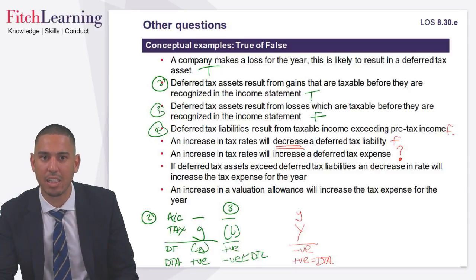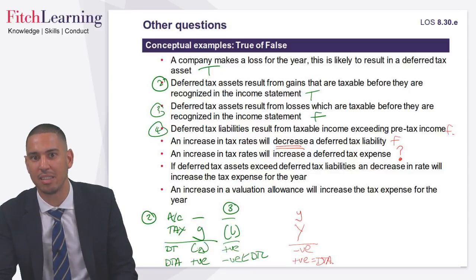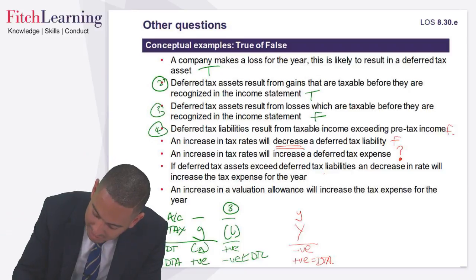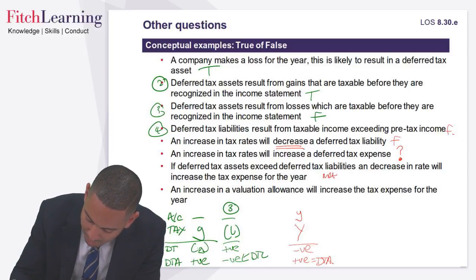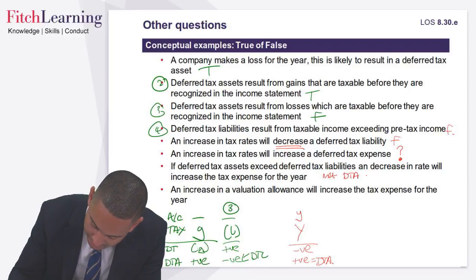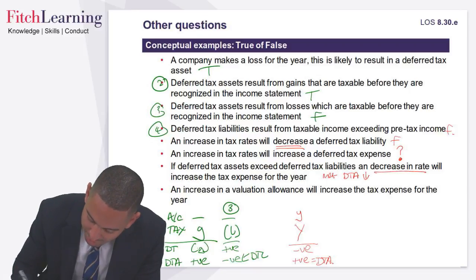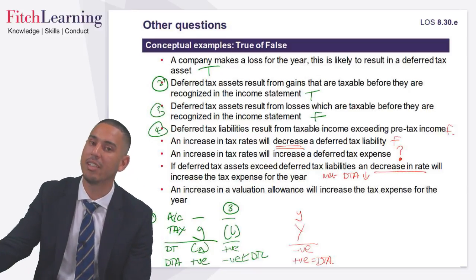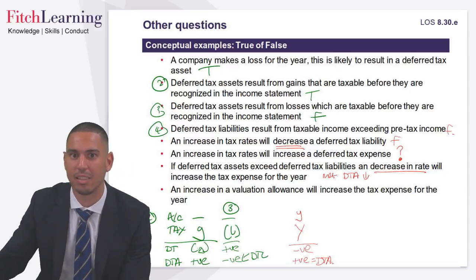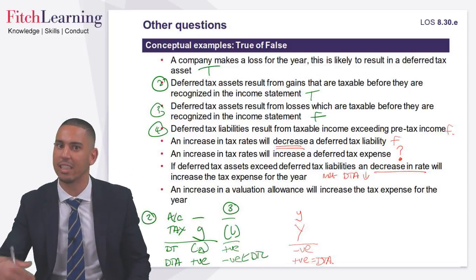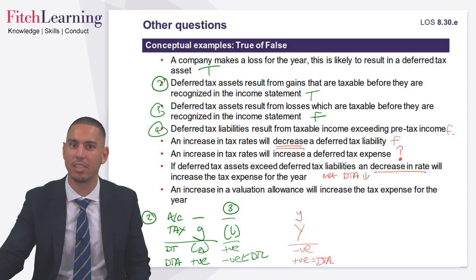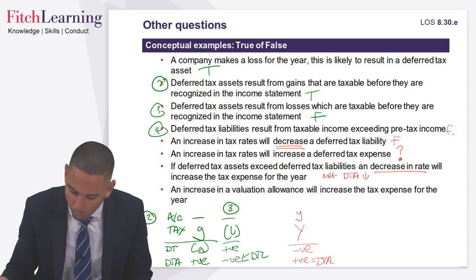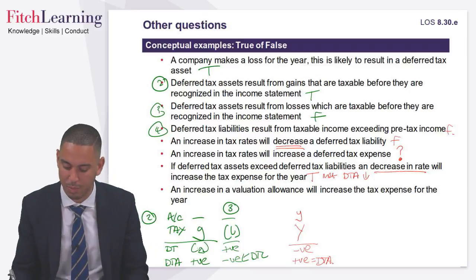So let's go on to the next one that says, if deferred tax assets exceed deferred tax liabilities, a decrease in rate will do what? Well, in which case, my net deferred tax asset, my net DTA, is going to come down as my rates decrease. And a decrease in an asset is an expense in a period. Same way that depreciation is an expense charge, which decreases your assets. So that will increase my tax expense in a period.